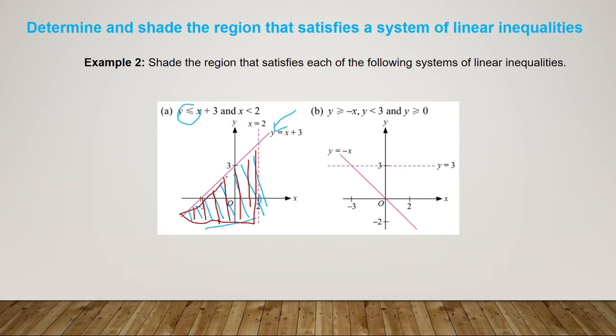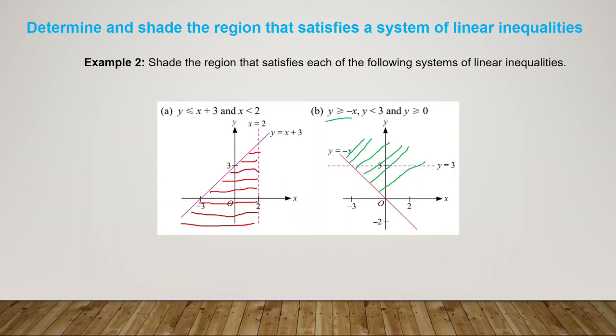Only this part. Second question here, B, for the inequalities y is greater than or equal to negative x, y is less than 3, and y is greater than or equal to 0. So we look at the first one, y equal to negative x over here. This is the graph. So if it is greater, we are going to shade the region above. I use green color now. Later on, I'm going to change it to a different color so that you can see clearer. So this is y is greater than or equal to negative x.